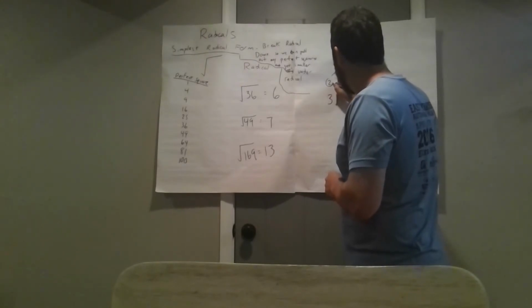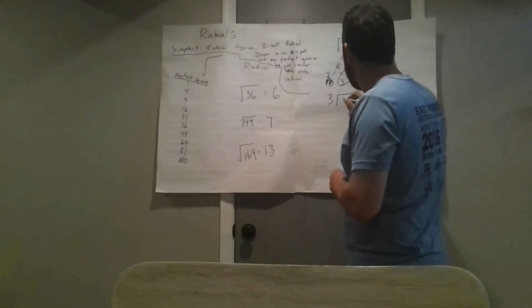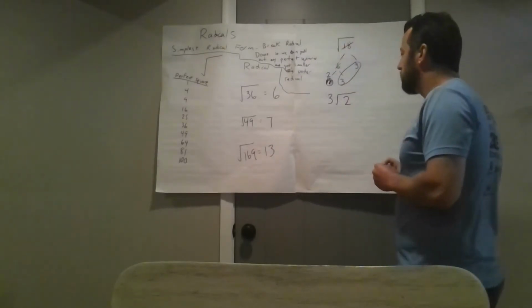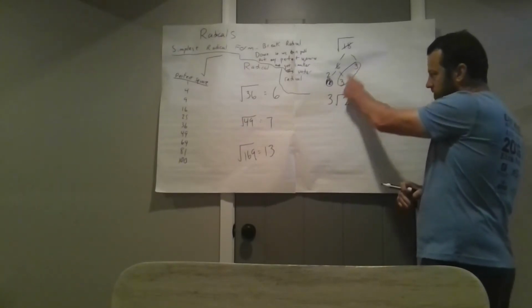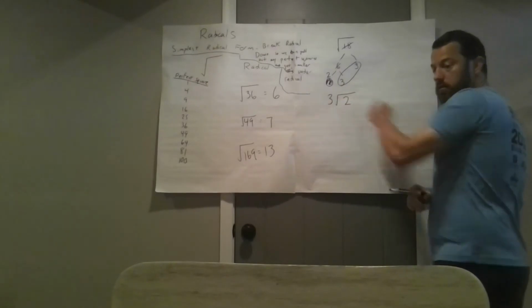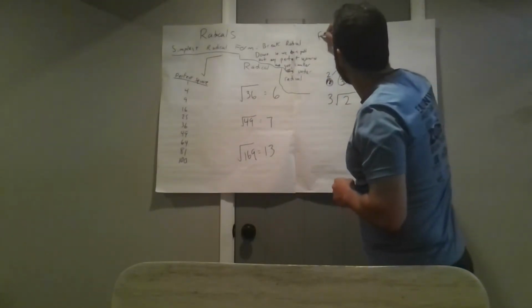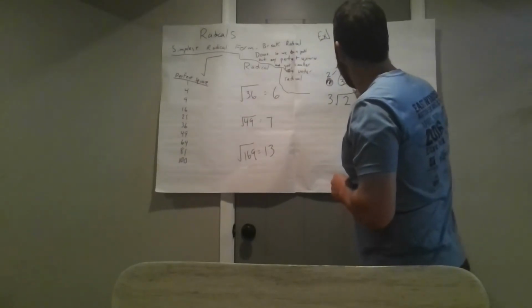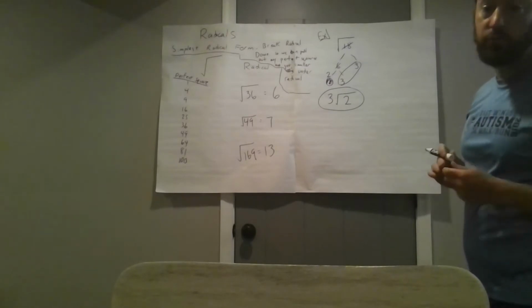Anything that doesn't have a pair, I shouldn't have circled that, sorry, goes inside the radical. And there's only one 3, right? Only one 3 goes outside the radical because it had a pair. All right, so that was my first example. The square root of 18 breaks down to become 3 root 2.